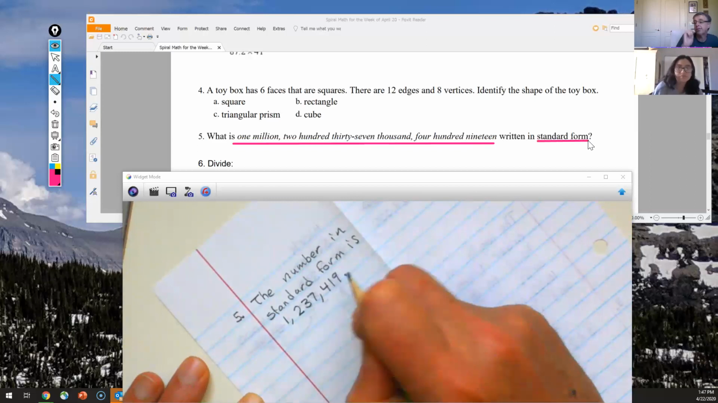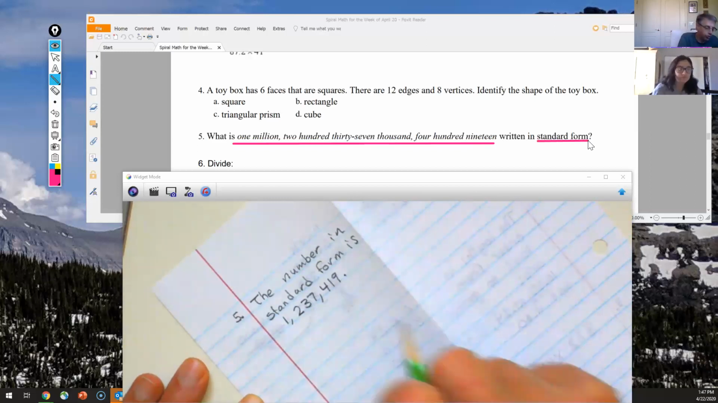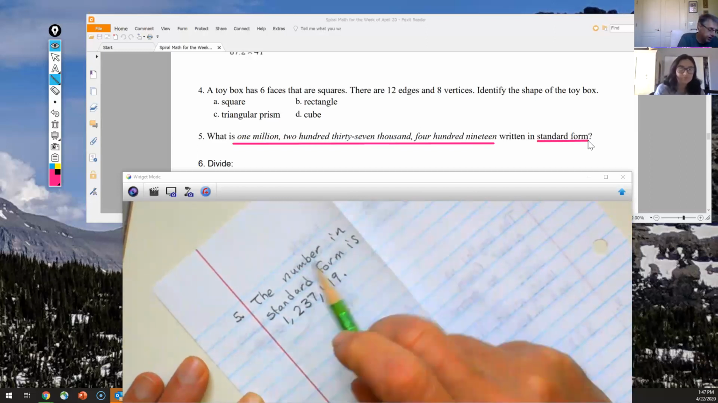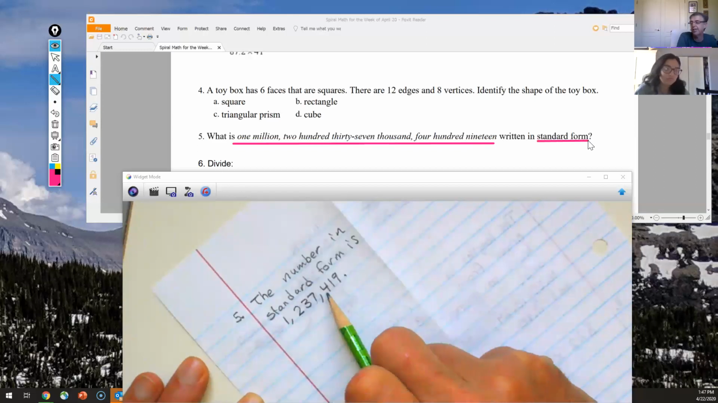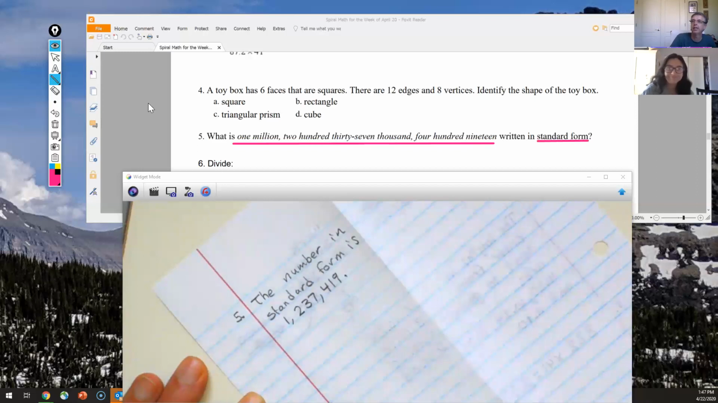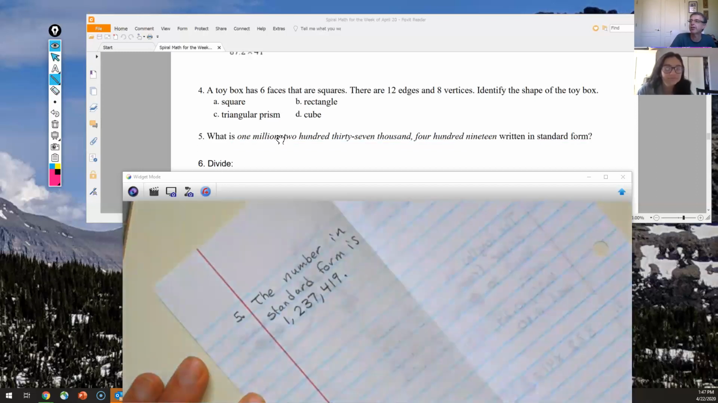And that is the number in standard form. Make sure that you have your commas between the millions and the 100,000s and the thousands and the hundreds place. And then you're good to go. We'll move on now to number 6.